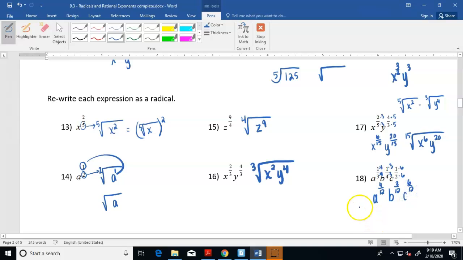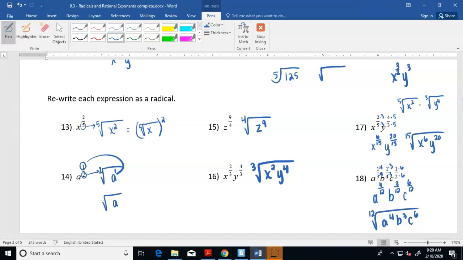And so when we write that, Zena, what will it look like when we write it as a root? Yep. Okay, very good. Okay. All right, questions?